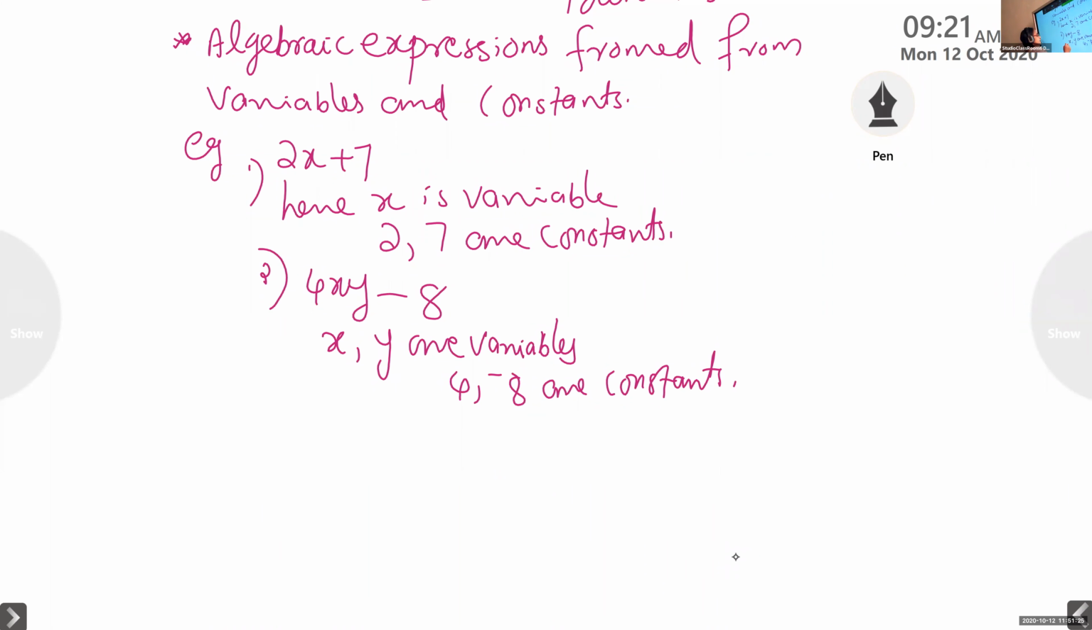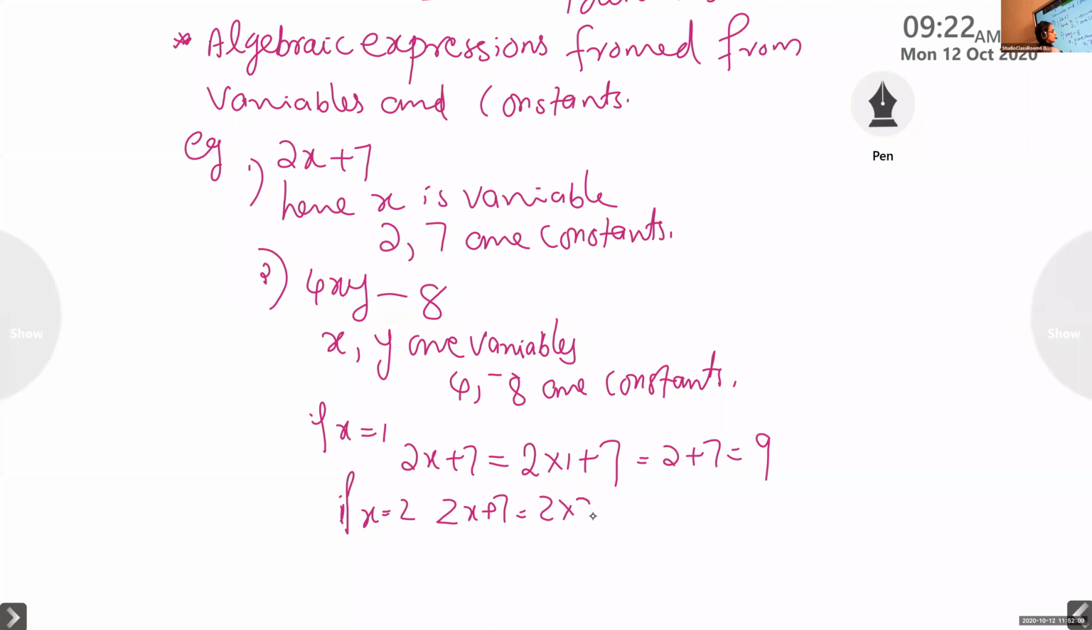Okay, and for these variables x and y, we can give any real numbers. Suppose in the first example, 2x plus 7, we give x equal to 1. Listen to the board. If x equal to 1, 2x plus 7 becomes 2 into 1 plus 7, equal to 2 plus 7, that is 9. If x equal to 2, 2x plus 7 will be 2 into 2 plus 7, that is 4 plus 7, equal to 11. So according to the values of the variable, the value of the algebraic expression changes.